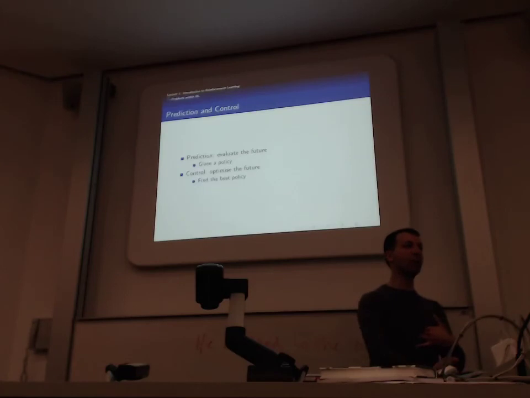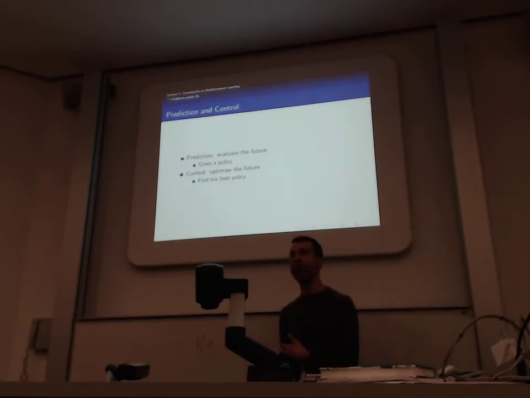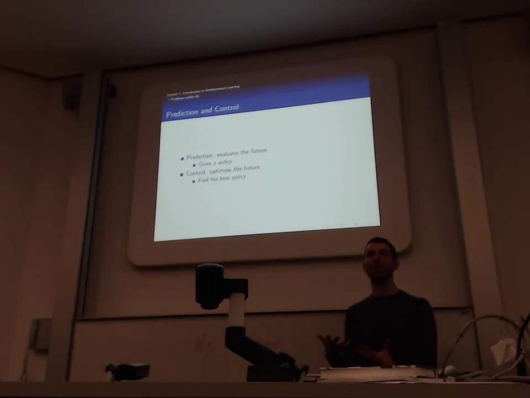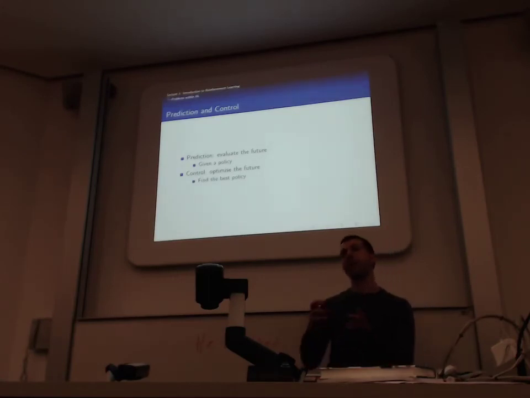So prediction and control, and it turns out that a lot of reinforcement learning, to solve the control problem, we first solve the prediction problem. So prediction becomes like a sub-problem that's used to achieve control.